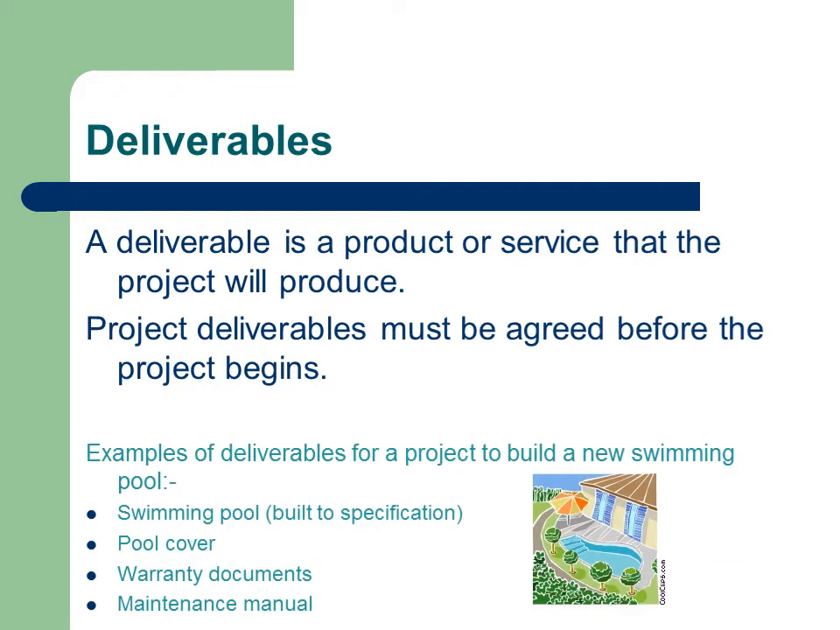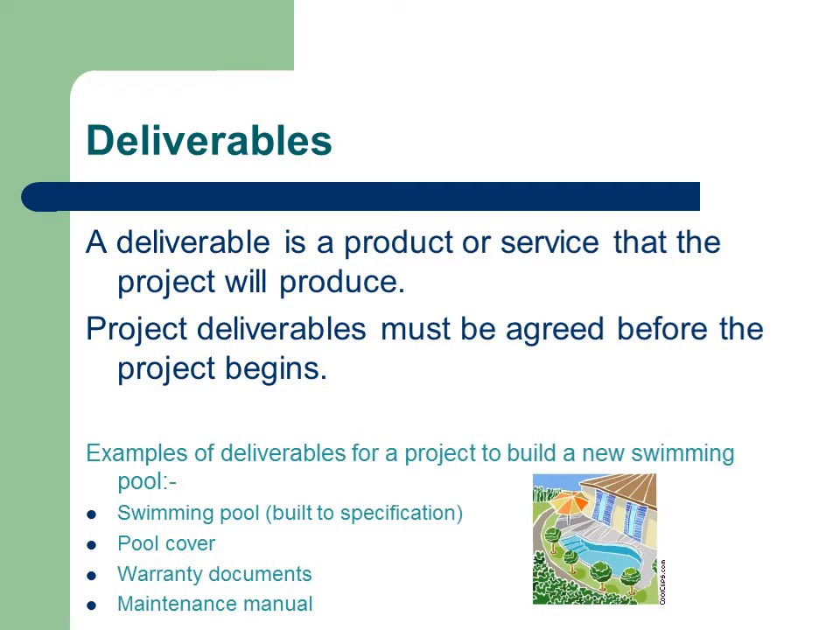A deliverable is the product or service or result that will be produced by the project. A deliverable is tangible as well as verifiable. To be verifiable, the deliverable must meet predetermined standards for its completion, such as design specifications for a product, like the new pool, or it may be a document like a user guide with predefined content.